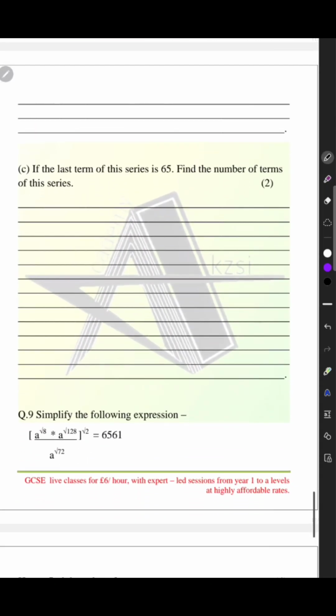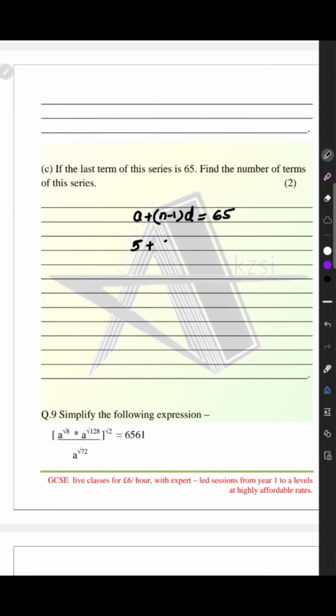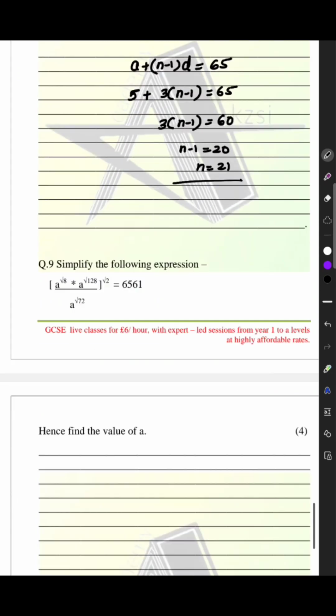If the last term of this series is 65, find the number of terms of the series. So again, I'll be using a plus n minus 1 d. Here n is the number of terms, and the last term is 65. Our first term was 5, so a is 5. 5 plus 3 times n minus 1 equals 65. Subtracting 5 from both sides, 3 times n minus 1 is equal to 60. Divide both sides by 3, n minus 1 equals 20, and n is equal to 21. So there are 21 terms in this series, where the 21st term is 65 itself.